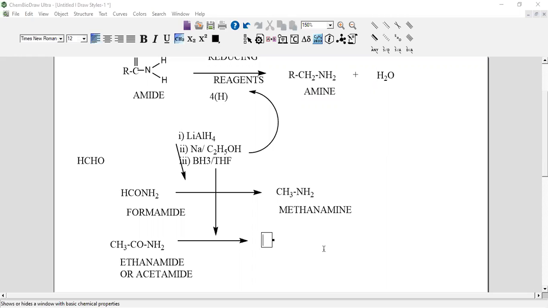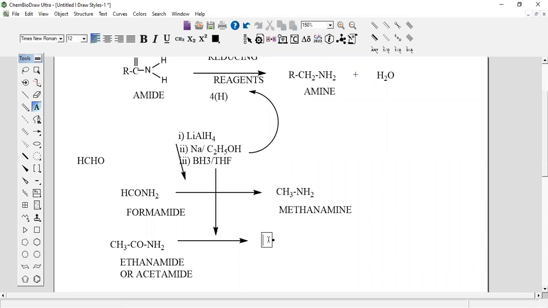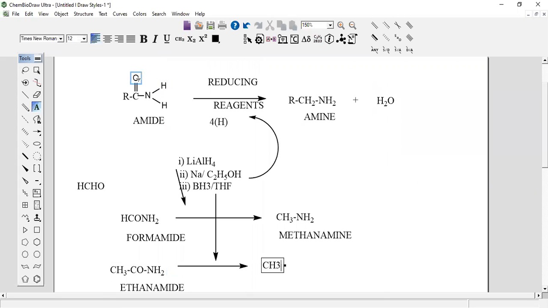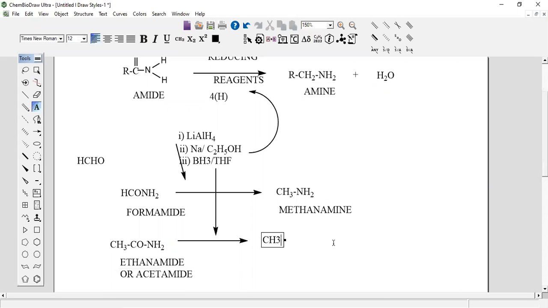CH3, then instead of the CO, as I told you, instead of the oxygen it turns into CH2. Therefore you have to write CH2, then NH2. Can you tell me the name of this compound? How many carbons are there? 2 carbons, therefore the compound is ethanamine.